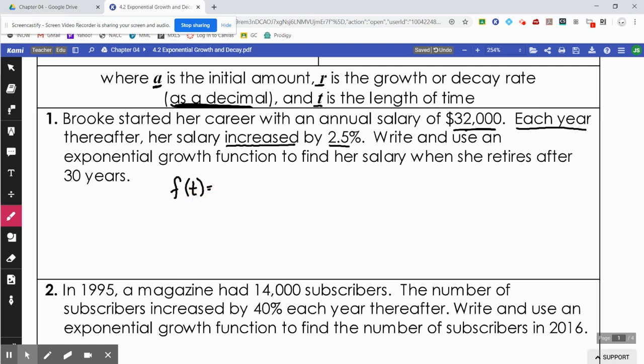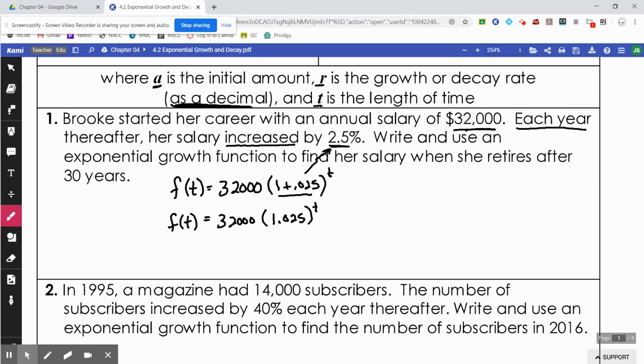So let's go ahead and write the function first. It's going to be a function of time. She's going to start at $32,000. She's increasing at a rate of 2.5%, and as a decimal, that's 0.025. So this will be 1 plus 0.025, raised to the t power. That'd be 32,000 times 1.025 raised to the t power, and that is a function of time.